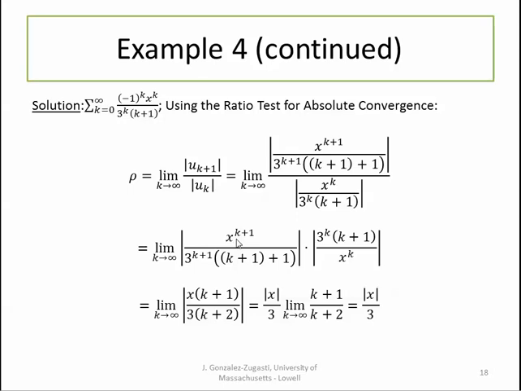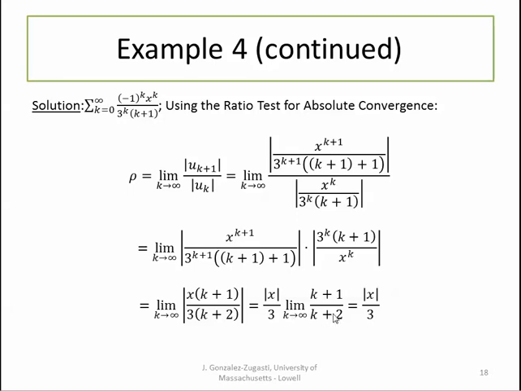The x to the k plus 1 and the x to the k are going to simplify down to x. And then I'm left with k plus 1 up in the numerator. And over here, this becomes k plus 2. The x and the 3 are constants in this limit, so we can pull them outside of our limit sign. And notice we have to keep absolute values around the x.